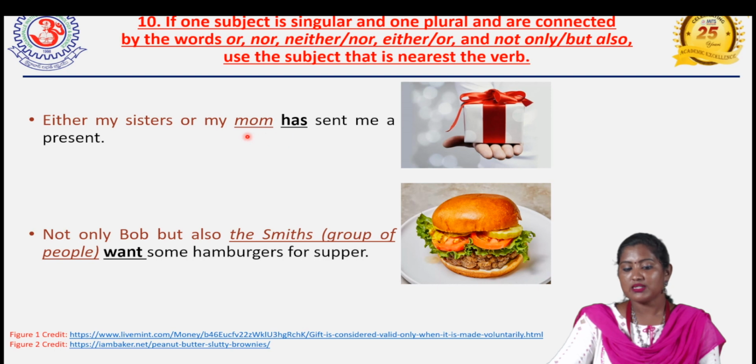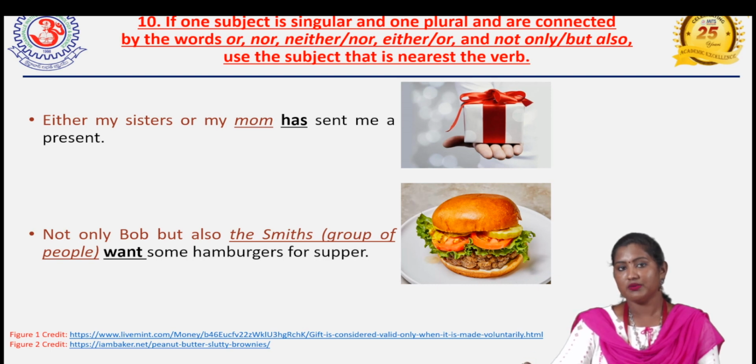So the nearest one to the verb is singular. My mom is singular, third person present tense, so we are using the has form. When you are getting two different things, you have to give priority to the later one, which is very close to the verb. And not only the cook, but also the Smiths. Smiths is nothing but a group of people. Again, it comes under the plural form. So we are using: Smiths want some hamburgers for supper. I think I made it clear. So focus on the subject nearest to the verb.